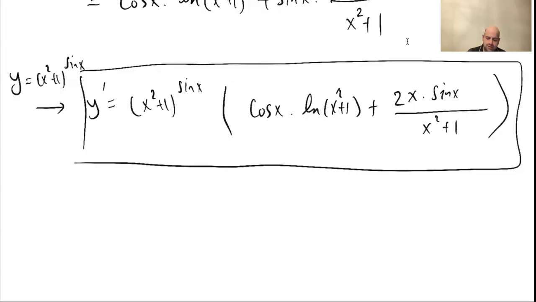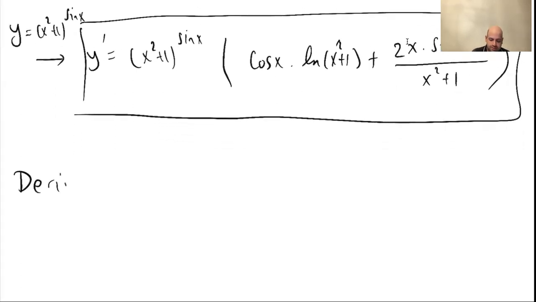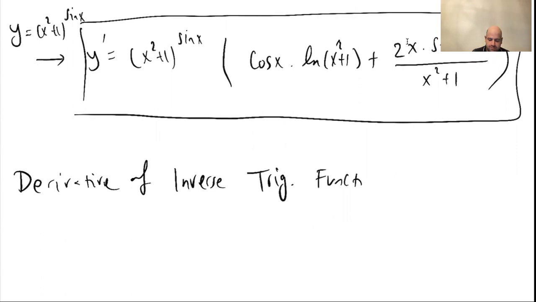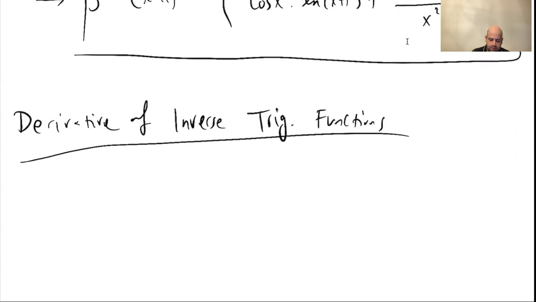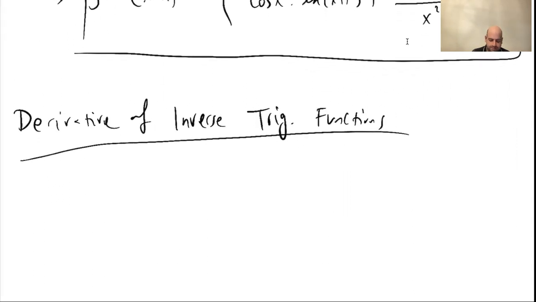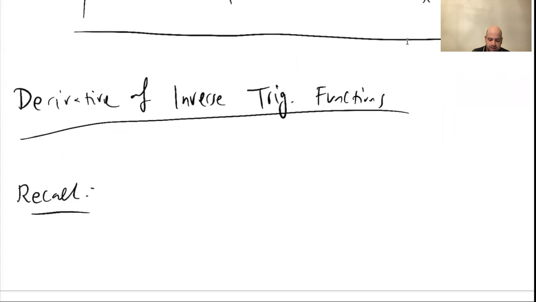Okay, now let's look at how we can calculate derivative of inverse trig functions. So let's start with sine inverse x. So first of all, let's remind ourselves about the definition of sine inverse. So we said that, if we say, let's say theta equals sine inverse A, so this means that sine theta is equal to A.